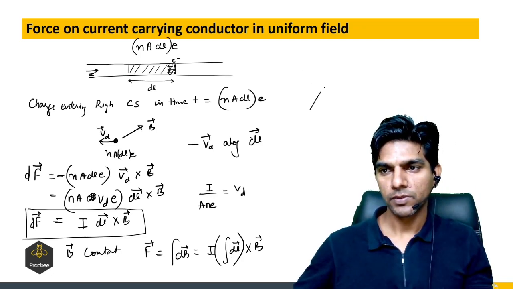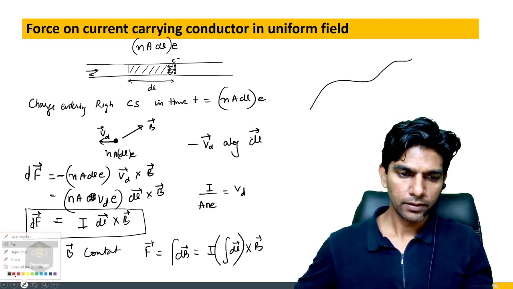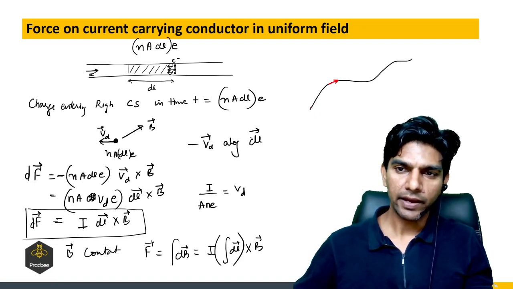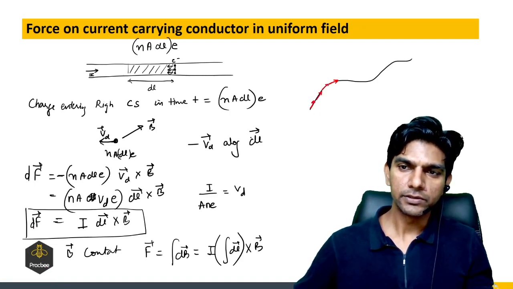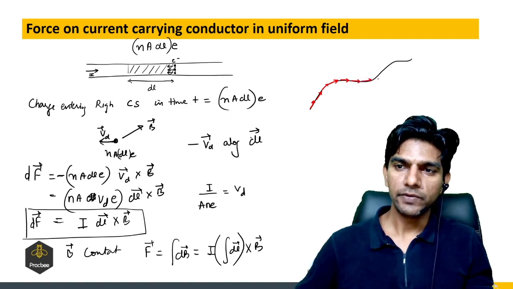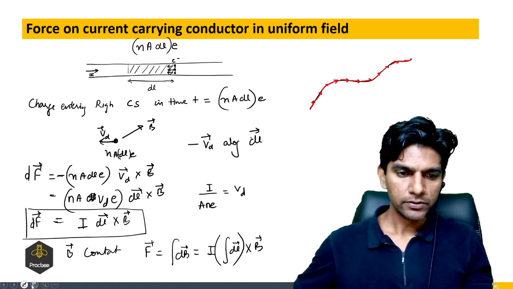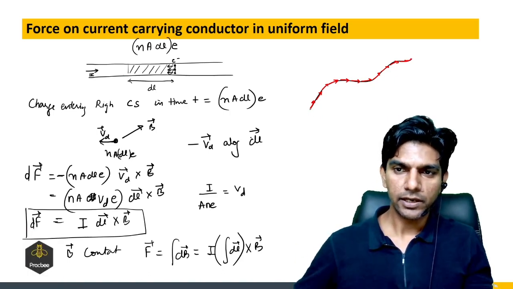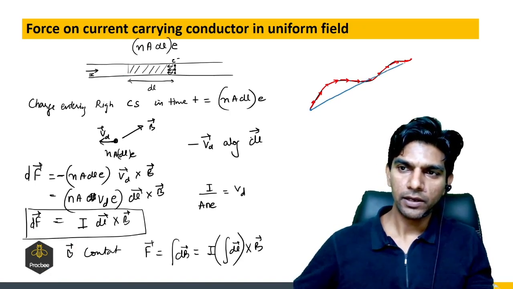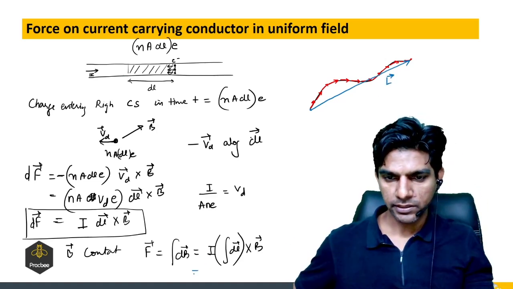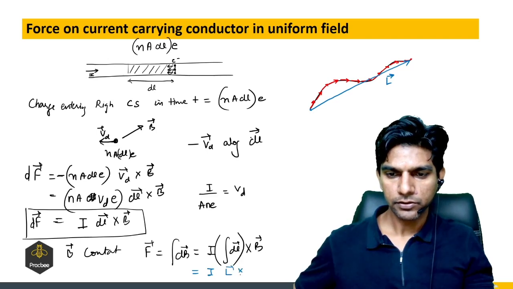So if this is the wire and this is our dl vector, so integral dl will be the vector addition of all these current elements. So if I do the vector addition of all these elements, we have connected these vectors in a particular order. So the resultant will be a vector starting from the tail of the first vector till the head of the last vector. So let me call this vector L. So this can be written as I L cross B.